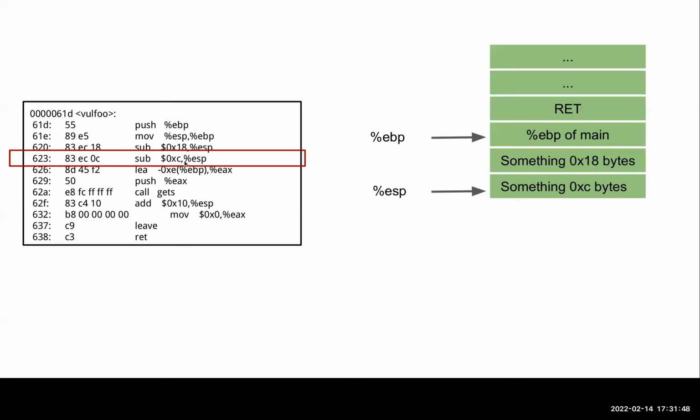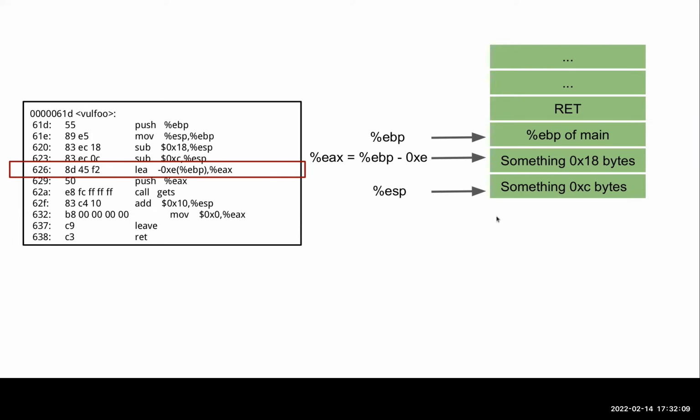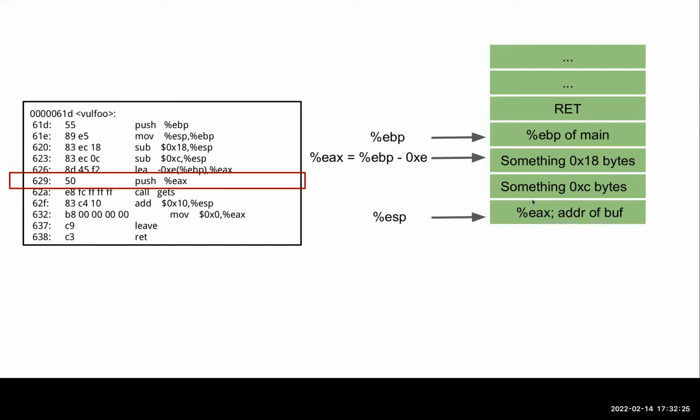Then there's another subtract. If you ask me why the compiler is generating code like this, I don't know. This is bad optimization. The compiler can generate better code, but the code I'm looking at is like this. So ESP moved another 12 bytes down. Then we load effective address EBP minus E to EAX. So EAX points to somewhere, which is EBP minus E. Then we do another push EAX. So the EAX is pushed here.